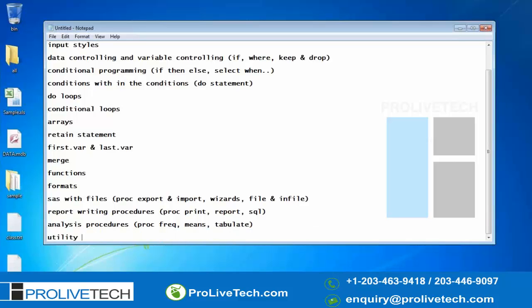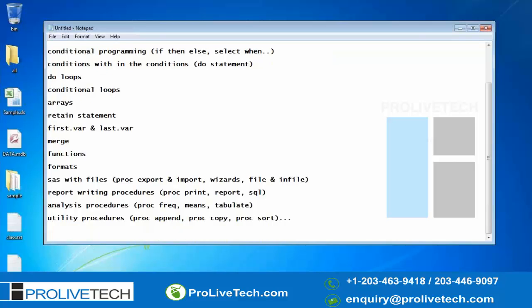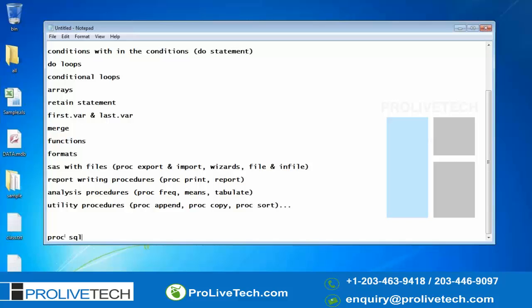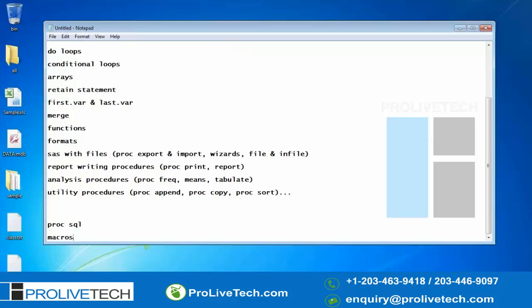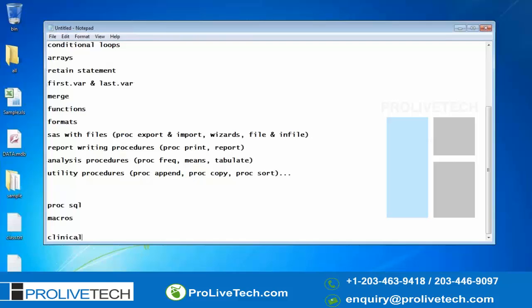And we have utility procedures, where we have proc append, proc copy, proc sort, etc. Then we will think about advanced programming, like proc SQL and then macros. Then we will go with the clinical domain.